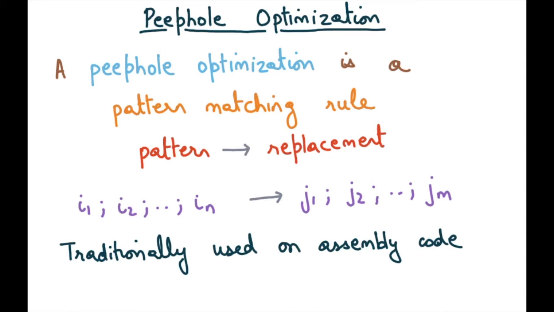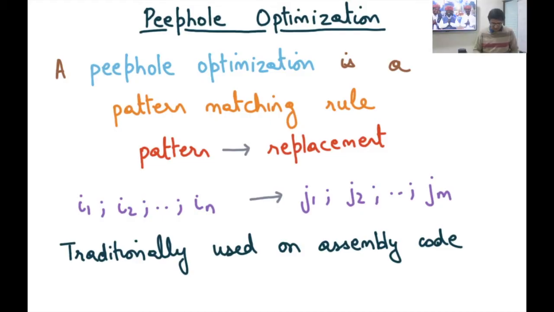So now I'll discuss another type of local optimization, which is called peephole optimization. What is a peephole optimization? A peephole optimization is a pattern matching rule that has a pattern and a replacement. So for example, a pattern could be a set of instruction templates, I1, I2, I3, IN. It's a sequence of instruction templates. And then a replacement is also another sequence of instruction templates, J1, J2, Jn.